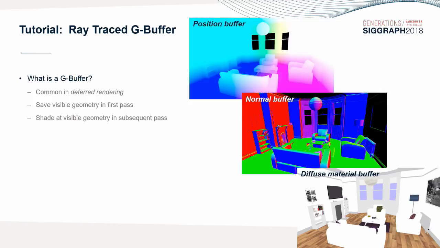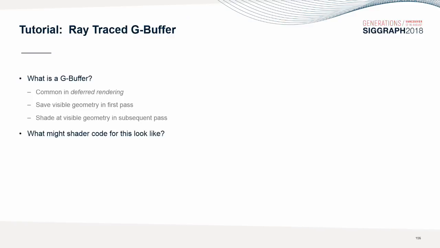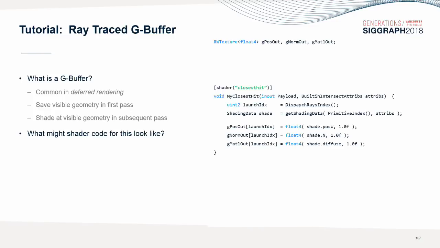It might look something like this, and for those of you who are game developers, you're going to say, wow, you're going to store a full position buffer, but yes. For this tutorial, I'm going to dump out a position, a normal, and a diffuse material. So what might the shader code look like for this? In this case, I'm going to change a few things up. I'm actually going to write out my color in the closest hit shader rather than in my ray generation shader.